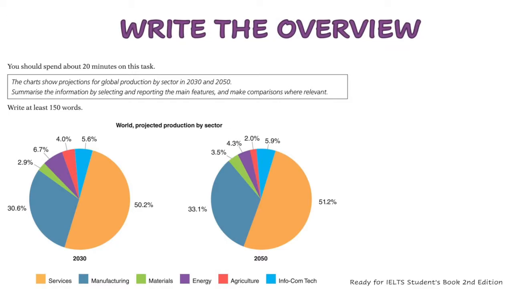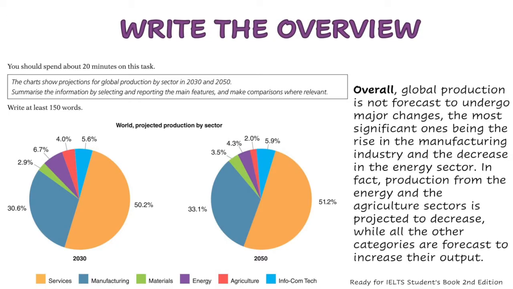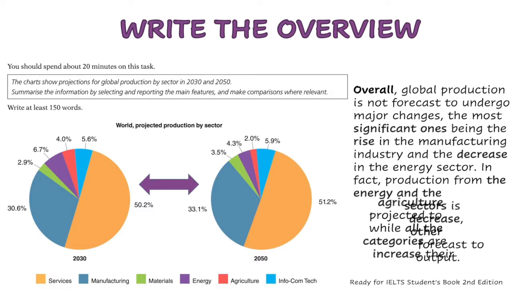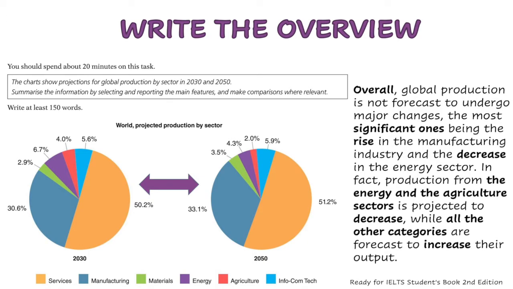Now on to the overview. I'm going to introduce this paragraph with a linker that signposts the idea of a general perspective. Overall, global production is not forecast to undergo major changes, and we can easily see this. The two pie charts, after all, are very similar in between the 2 years. However, the most significant changes would be the rise in the manufacturing industry and the decrease in the energy sector.